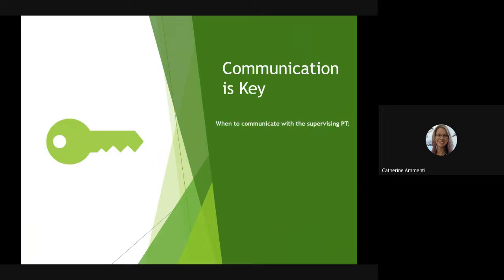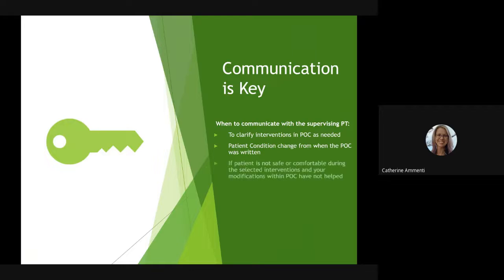Communication is key. We've talked about this before. I'm sure you talked about it in your professional behaviors class. But anytime you need to clarify interventions in the plan of care, if the patient's condition changes from when the plan of care was written, if the patient is not safe or comfortable during the selected interventions and your modifications within the plan of care have not helped, if no progress and the modifications within the plan of care have not helped, so if they're not making progress, then you need to talk to the primary PT.